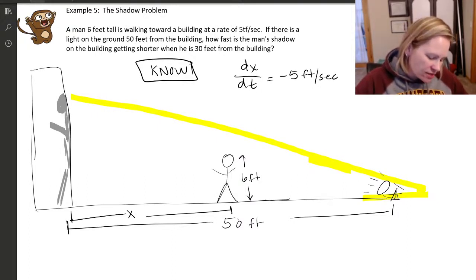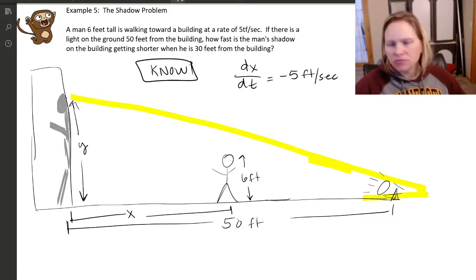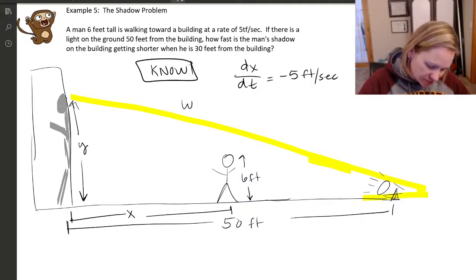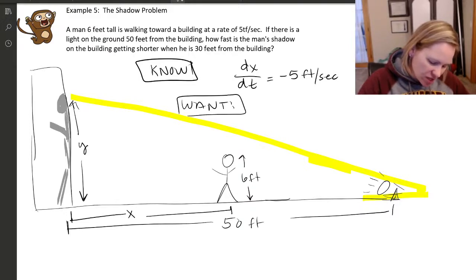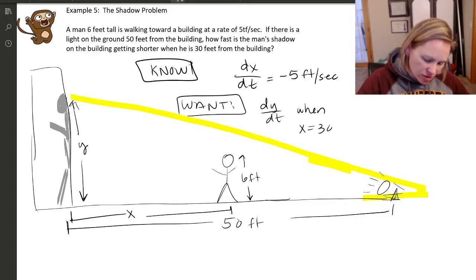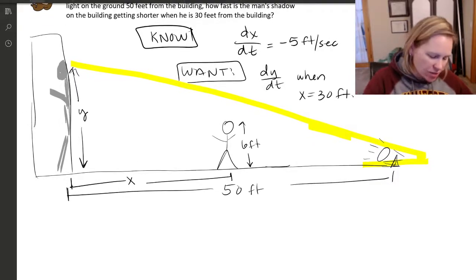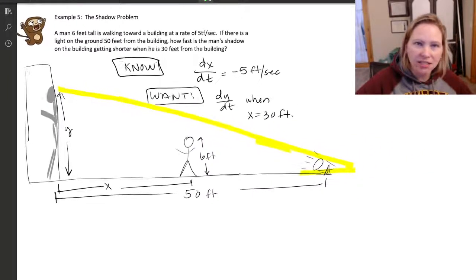Then it says, how fast is the man's shadow on the building getting shorter? So I need to figure out this distance here, and I'm going to call it y. I don't like calling the shadow s because it looks too much like the number 5. So I try never to use the letter s if I can avoid it. So I want to know dy/dt when x equals 30 feet. That's what I want. So now I need to write an equation that's going to relate everything so that I can solve that equation. And like I said, the Pythagorean theorem is a great idea, but it's not what we want here.